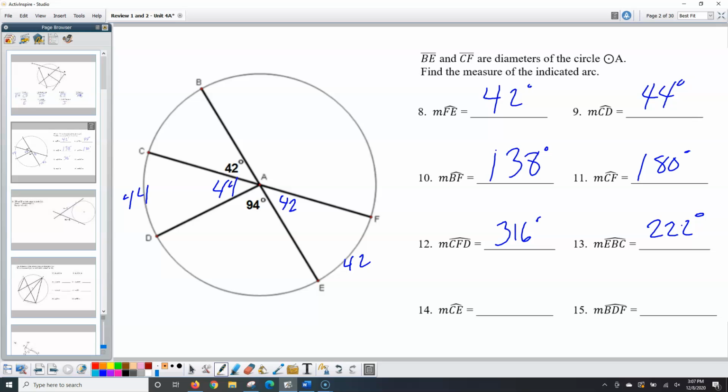Arc CE. CE is right here. I know that it goes this direction, not the other direction, because it's only two letters. The other direction would be three letters, would be a major arc. So CE looks like it's going to be 94 plus 44, 138. Arc BDF, same deal. It's three letters, so it's going to be a major arc. BDF right there. So 180 plus 42, I think it's 222 again.